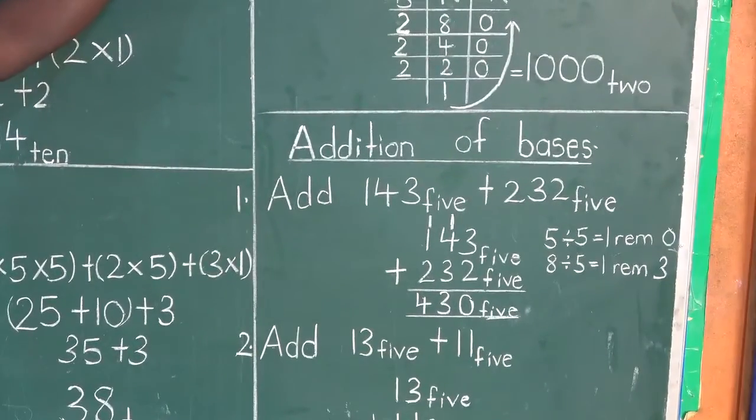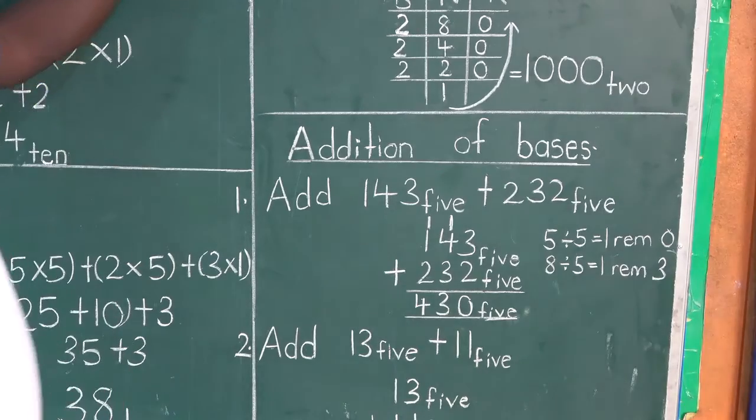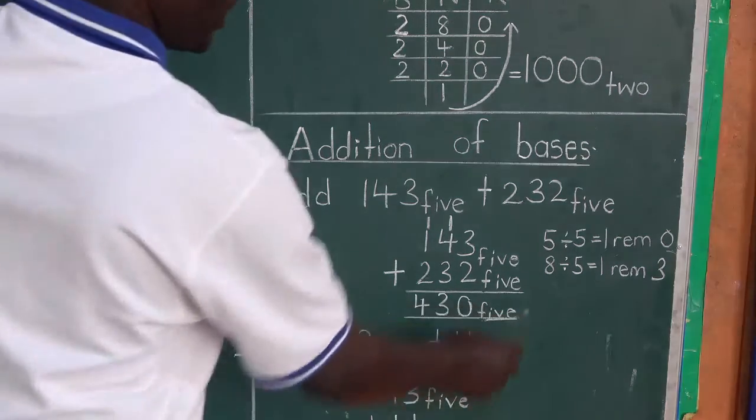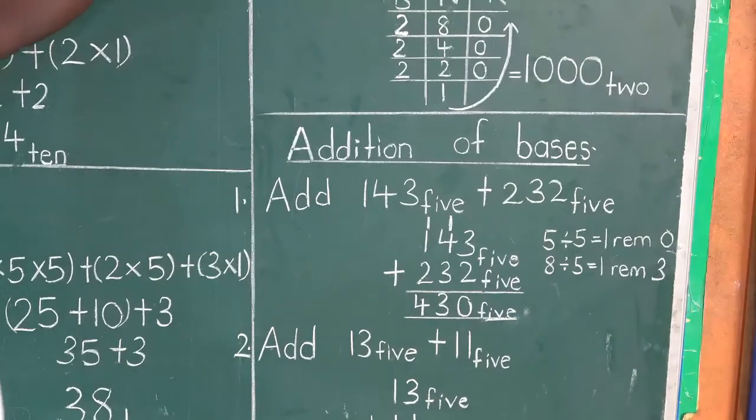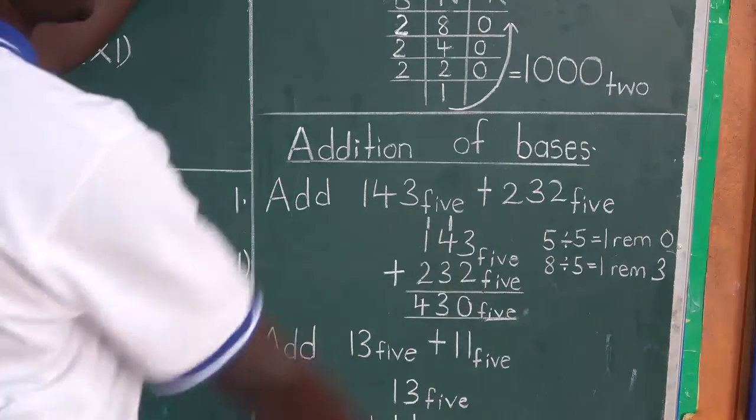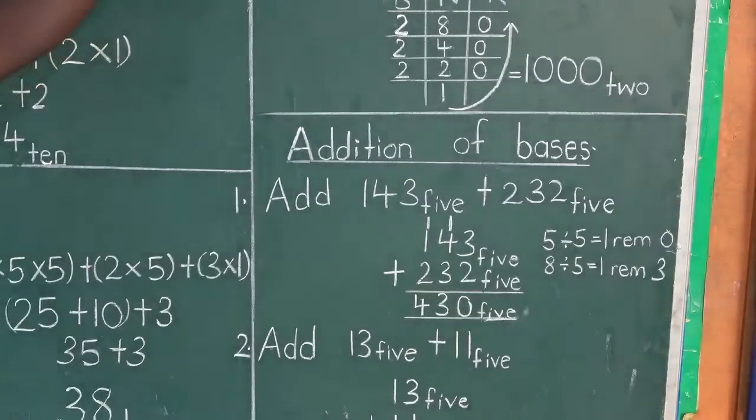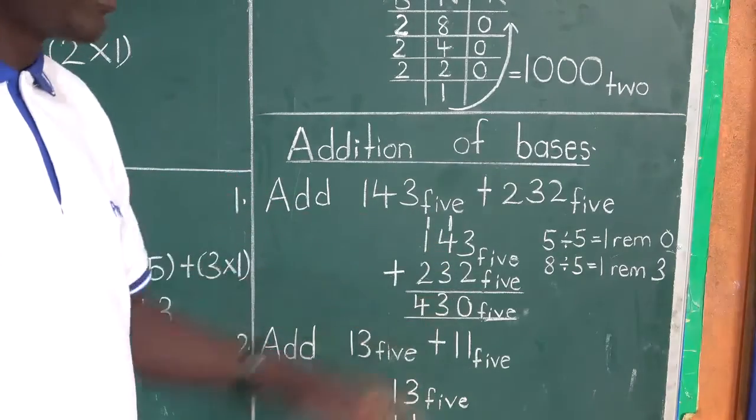It will automatically turn to base 10, because I said any number without a base is a base 10 numeral. But here we are dealing with base 5. So if you don't put a base, you will have added for nothing. Now we are going to add 3 plus 2 is a 5.